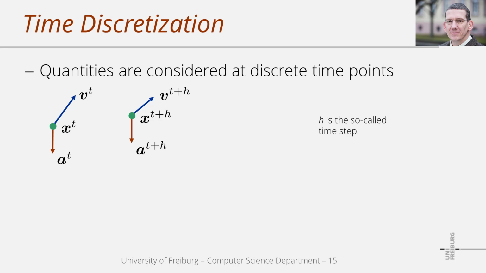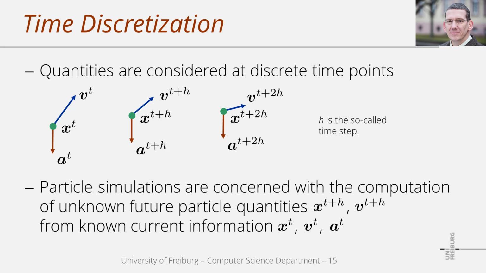Using the position and the velocity at the next time point, we can also update the acceleration at the next time point, and then we can proceed with the computation of the particle quantities at time t plus 2h and so on. This provides us with our simulation result. So particle simulations are concerned with the computation of unknown future particle quantities from known current information. And various solutions to this task will be discussed in the presentation.